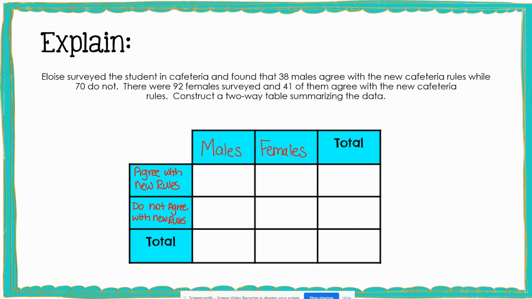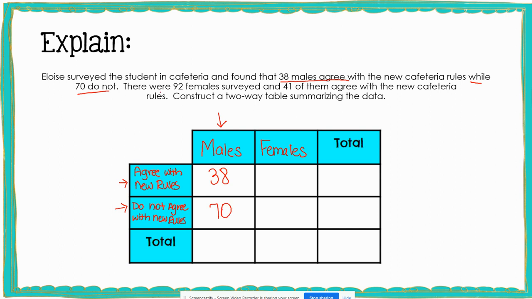Now we need to fill this out with our information. The first thing we see is that 38 males agree. So I'm going to fill that in here with males and those who agree. So there are 38 males who agree, and I'll put that here. And then it says, while 70 do not. So 38 males agree, but 70 of them do not agree. So I'm going to put 70 here.